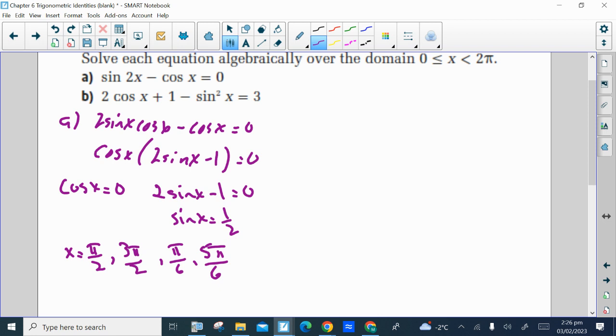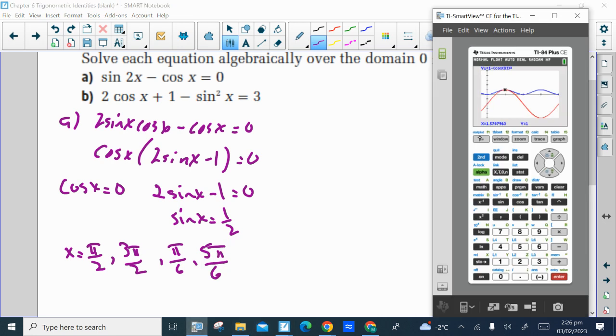So we could check those 4 answers in the original equation, or we could graph the original equation and check the 4 answers that way. I think that's the way I'll do it, because not only will it confirm our 4 answers, it'll also tell us if we missed any. So in this case, sine 2x minus cos x has to equal 0, which means we're looking for the x-intercepts of that equation. So we look there, there's only 4 x-intercepts, so we didn't miss any answers.